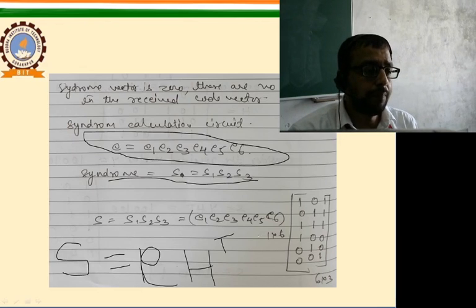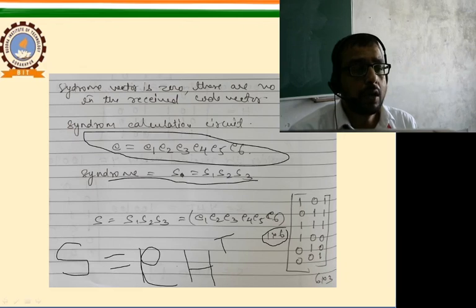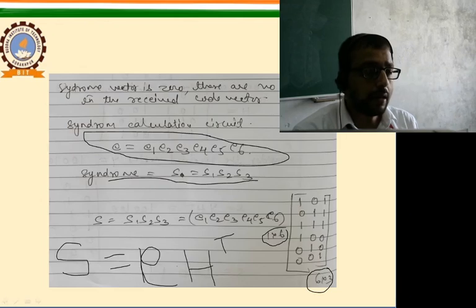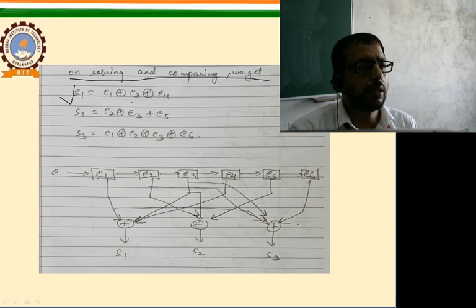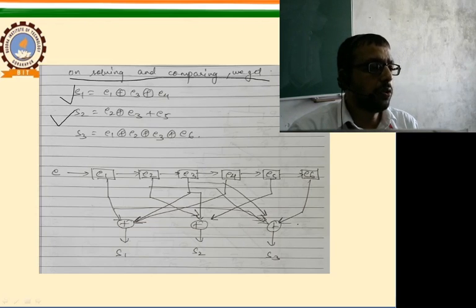Then simply here we place the error pattern of 6 bits represented by a 1 cross 6 matrix, and the H transpose matrix is a 6 cross 3 matrix. Again we multiply, and on solving and comparing, we get s1 is equal to e1 XOR e3 XOR e4, and s2 is equal to e2 XOR e3 XOR e5, and s3 is equal to e1 XOR e2 XOR e3 XOR e6.